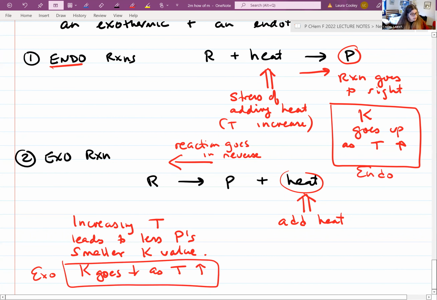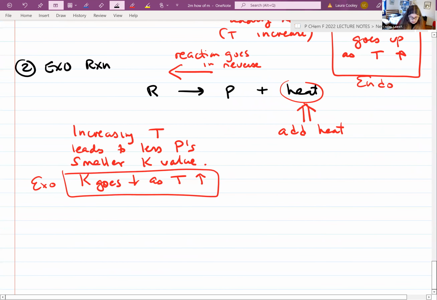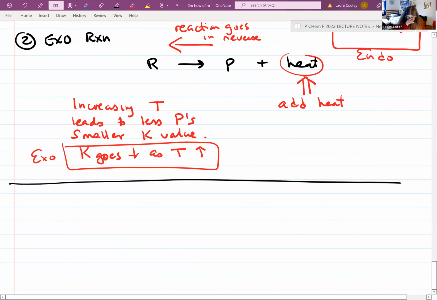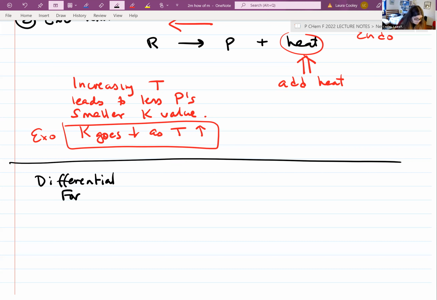So now I'm going to give you one form of the Gibbs-Helmholtz equation. There are lots of different forms of this equation, and we use a few of them in P Chem Lab. But what I will call the differential form is basically how the log of K changes with temperature. And seeing as we're able to make conclusions only if we know the sign of the delta H, it stands to reason that the change in the log of K, or the change in K with temperature, which is what we actually will know from this equation, depends on the delta H value.